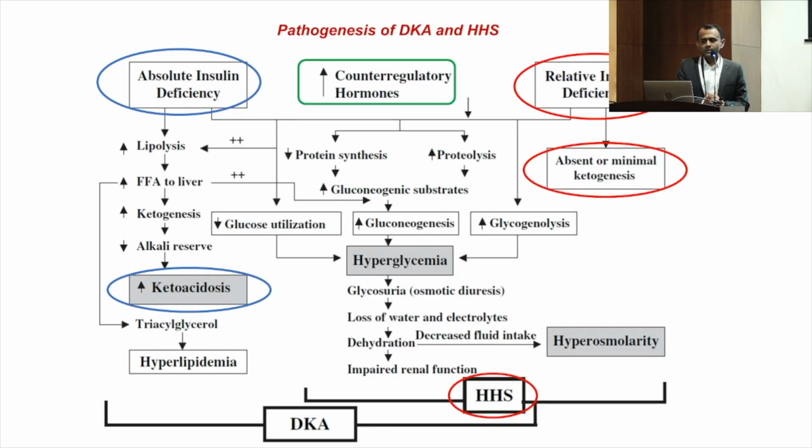So coming to pathogenesis, in DKA there is absolute deficiency of insulin, along with increased counter-regulatory hormones, which leads to unregulated ketogenesis, hyperglycemia and dehydration. Whereas in HHS, it is a relative deficiency of insulin, which is just sufficient to prevent ketogenesis, but not sufficient for utilization of glucose. So it leads to severe hyperglycemia, hyperosmolarity, and severe dehydration, which develops over a period of time.